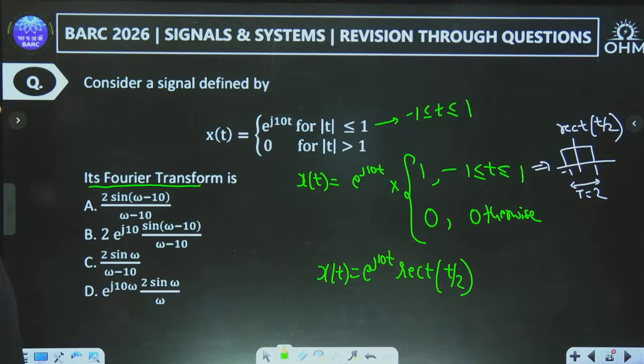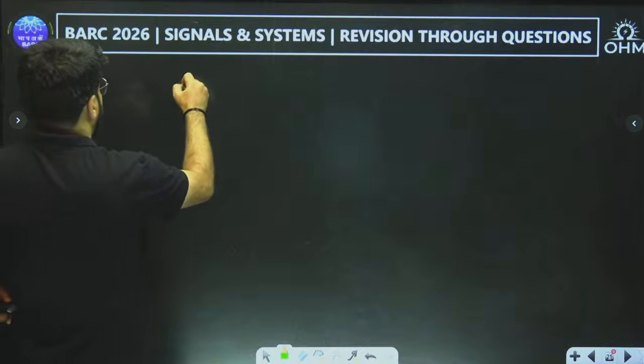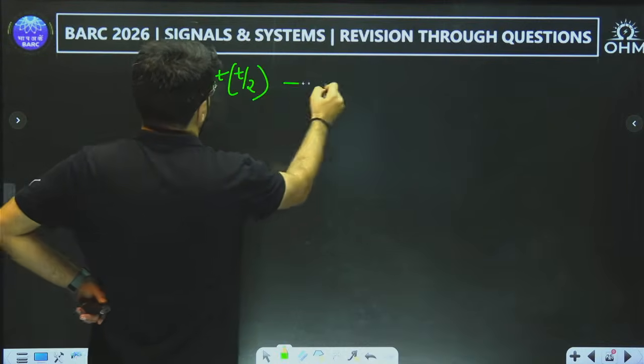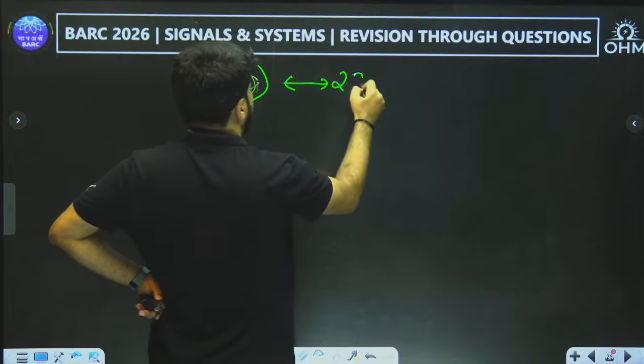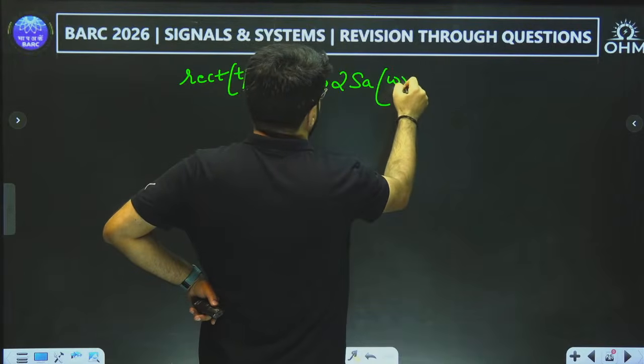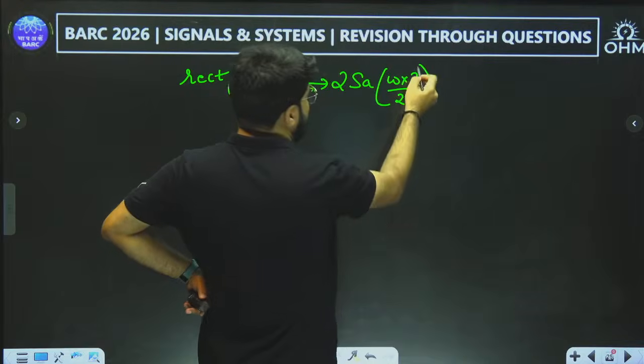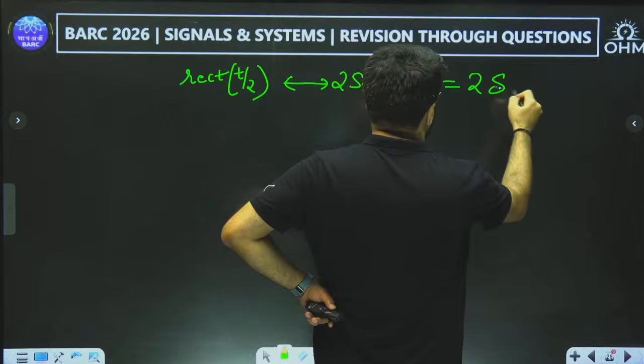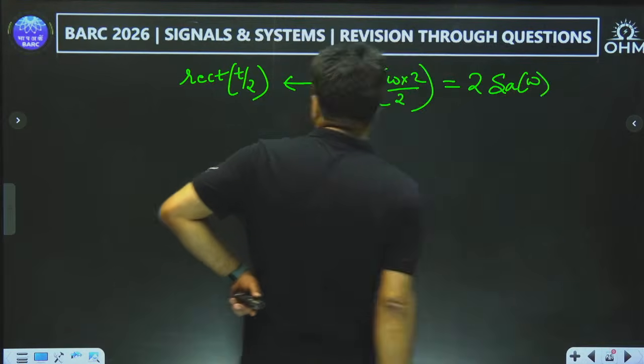Now what is the Fourier transform for rect t by 2? What is the Fourier transform for rect t by T? T sampling omega T by 2. Here I have put T equal to 2, so this answer is simply 2 sampling omega.